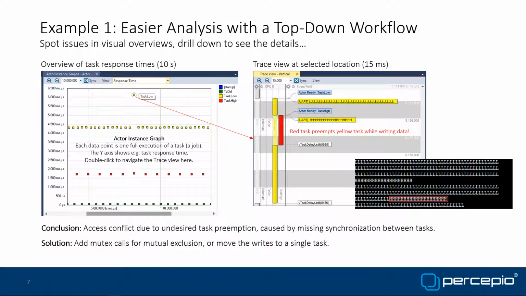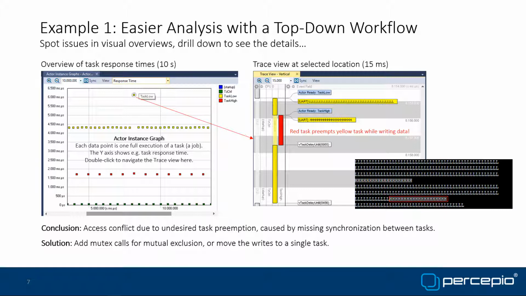To find this, we make use of one of the overviews, the actor instance graph. This is shown on the left, displaying the response time of the tasks, which can reveal interference by higher priority tasks. This view can also show other timing metrics of interest. The actor instance graph gives a high-level overview of the trace, currently at a zoom level of 10 seconds. We can directly see an anomaly that could be related to the problem. By double-clicking on this data point, we navigate the trace view to this exact millisecond and can see what happened there. This is what we mean by top-down workflow.